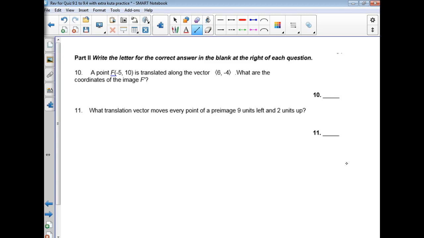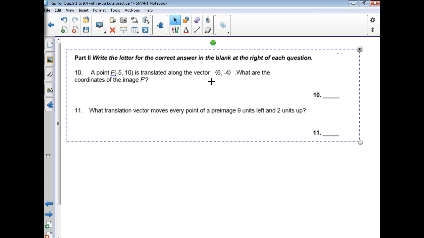Part 2, write the letter. Okay, there's some multiple choice questions possibly on the quiz. So this does not have multiple choice. I took it off to make the review and I changed all the numbers. So a point negative 5, 10 is translated along this vector. What are the coordinates of the image of F prime?